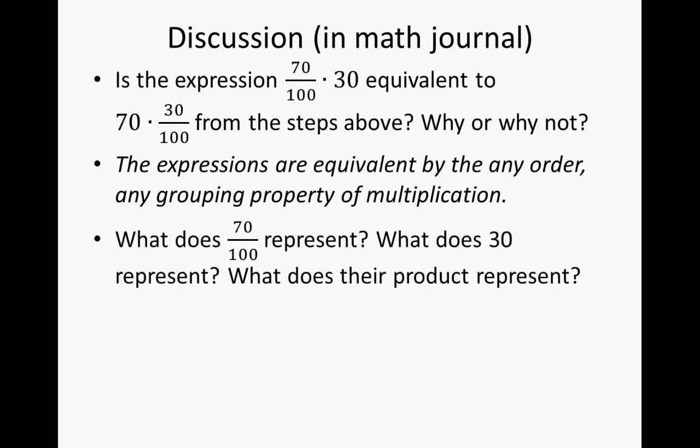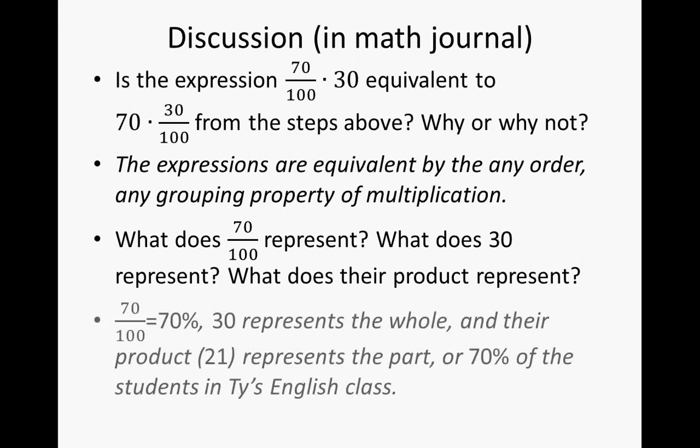So what does 70 over 100 represent? What does 30 represent? And what does their product represent? Well, 70 over 100 is 70%. 30 represents the whole, and their product, 21, represents the part, or 70% of the students in Ty's English class. Notice that this is representing this. 70 over 100 is 70% of 30. Or we can say 70 times 30 over 100.